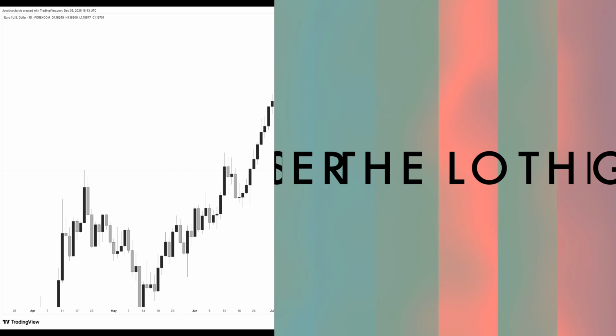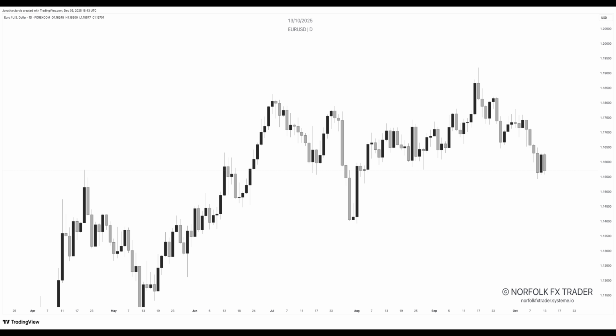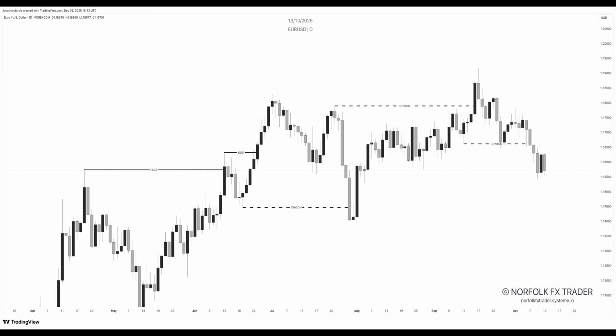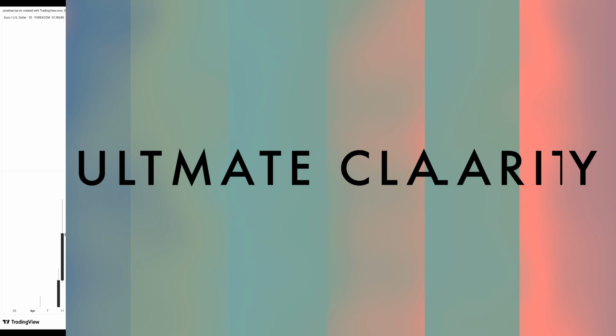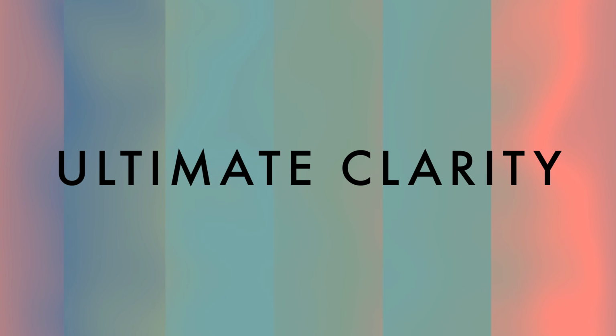Stop the confusion. You are about to master the simple, correct logic for the change of character reversal. This is a step-by-step teaching that instantly identifies the first shift in market direction. Your market structure analysis is about to achieve ultimate clarity. Let's start seeing the logic now.